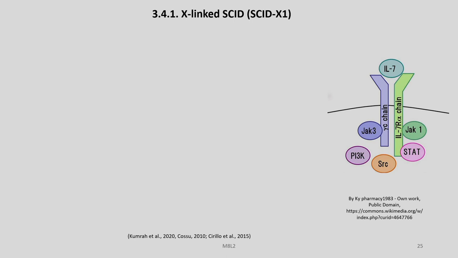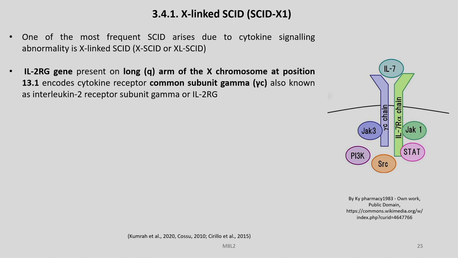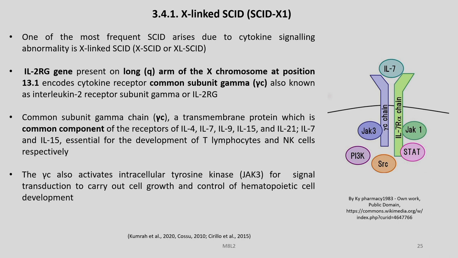Let us discuss the X-linked SCID or SCID-X1. One of the most frequent SCIDs arising due to cytokine signaling abnormalities is X-linked SCID. The IL2RG gene, present on the long q arm of the X chromosome at position 13.1, encodes the cytokine receptor common subunit gamma or gamma C, also known as interleukin 2 receptor subunit gamma or IL2RG. The common subunit gamma chain is a transmembrane protein which is a component of the receptors of IL-4, 7, 9, 15, 21. IL-7 and IL-15 are essential for the development of T lymphocytes and NK cells respectively.